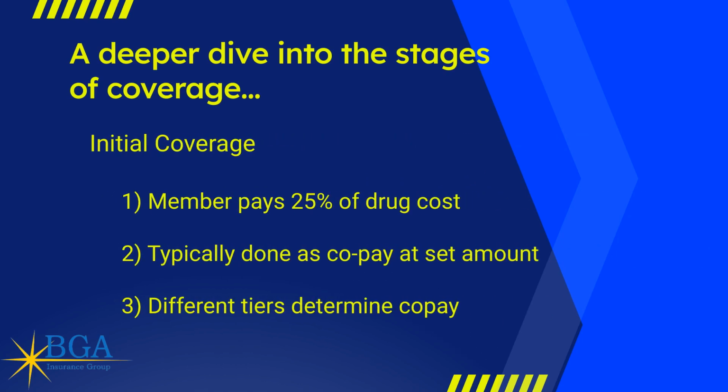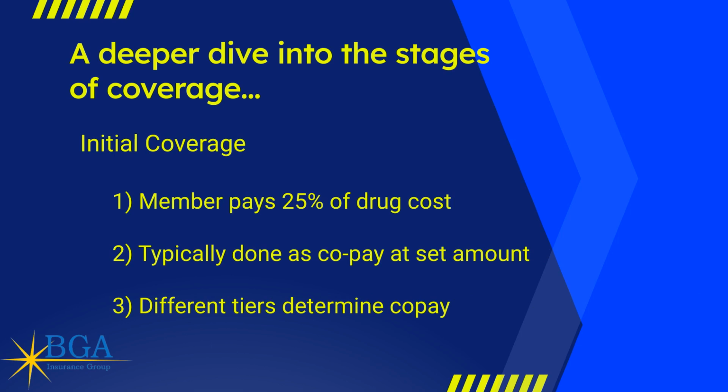The second stage of Part D drug plans is initial coverage. When a member satisfies the plan deductible and enters initial coverage, they are then responsible for 25% of the cost of their drugs. This is usually done as a copay rather than a percentage, and the copay will depend on the tier the drug falls on. Most plans will have drug tiers set up for things like generic or name brand drugs. Many plans operate on a 5-tier system that goes something like this.